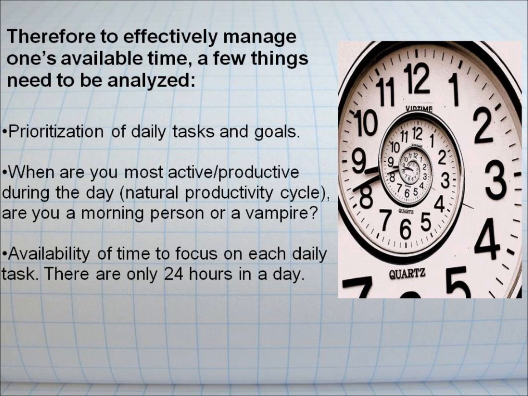Second, when are you most active and productive during the day? Are you a morning person or a vampire? This way, one can work on the vital 20%, which will yield 80% of the results during their peak productive time. Third, availability of time to focus on each daily task. There is only 24 hours in a day. If you have 10 tasks and allow each to run over by 12 minutes, you will lose 2 hours.